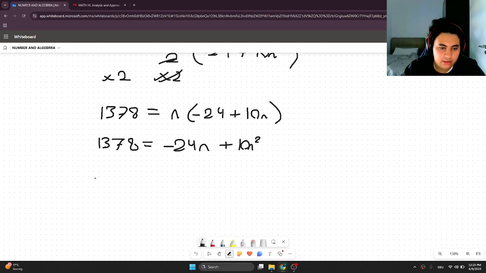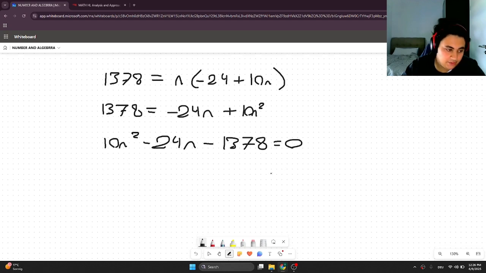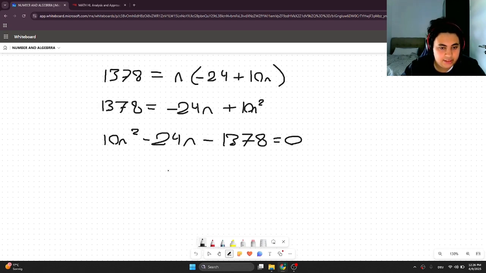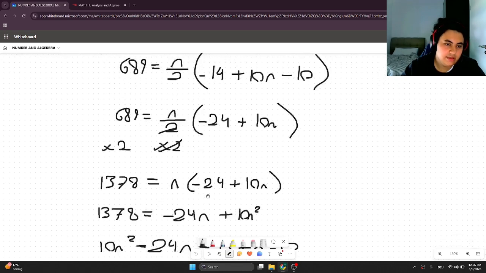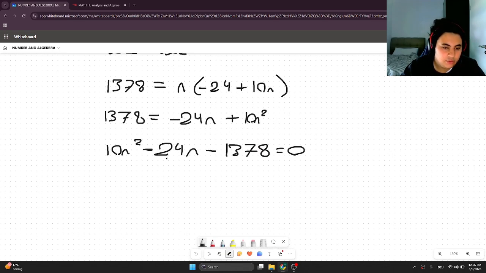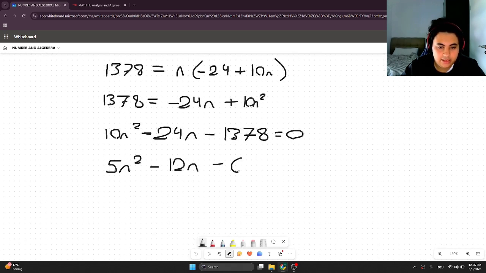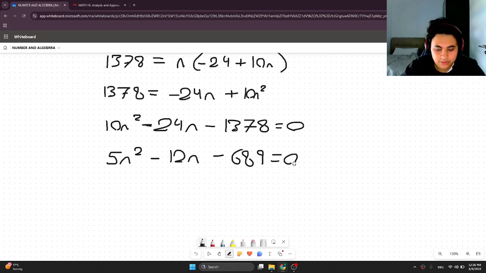So we're going to rearrange basically. So you have 10n squared minus 24n minus 1,378 is equal to 0. So now you have a quadratic. You can simplify this quadratic even further by dividing by 2, because we know this is 689 times 2, right? And this can also be divided by 2, and that can be divided by 2. So you're going to have 5n squared minus 12n minus 689 is equal to 0.